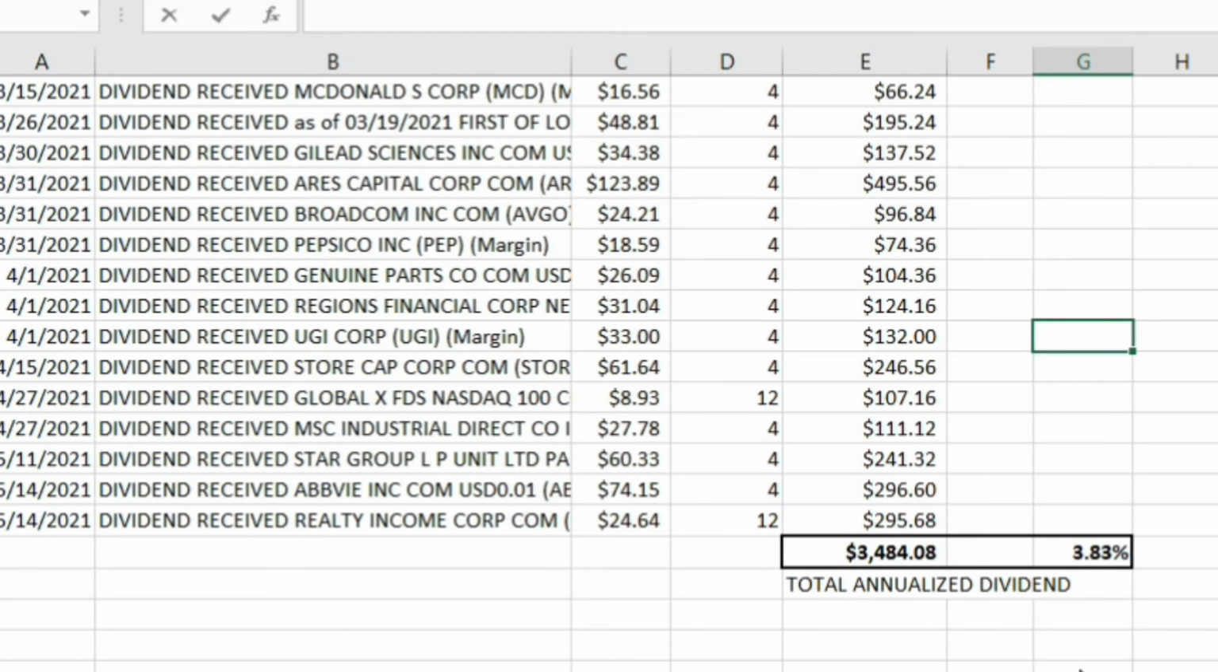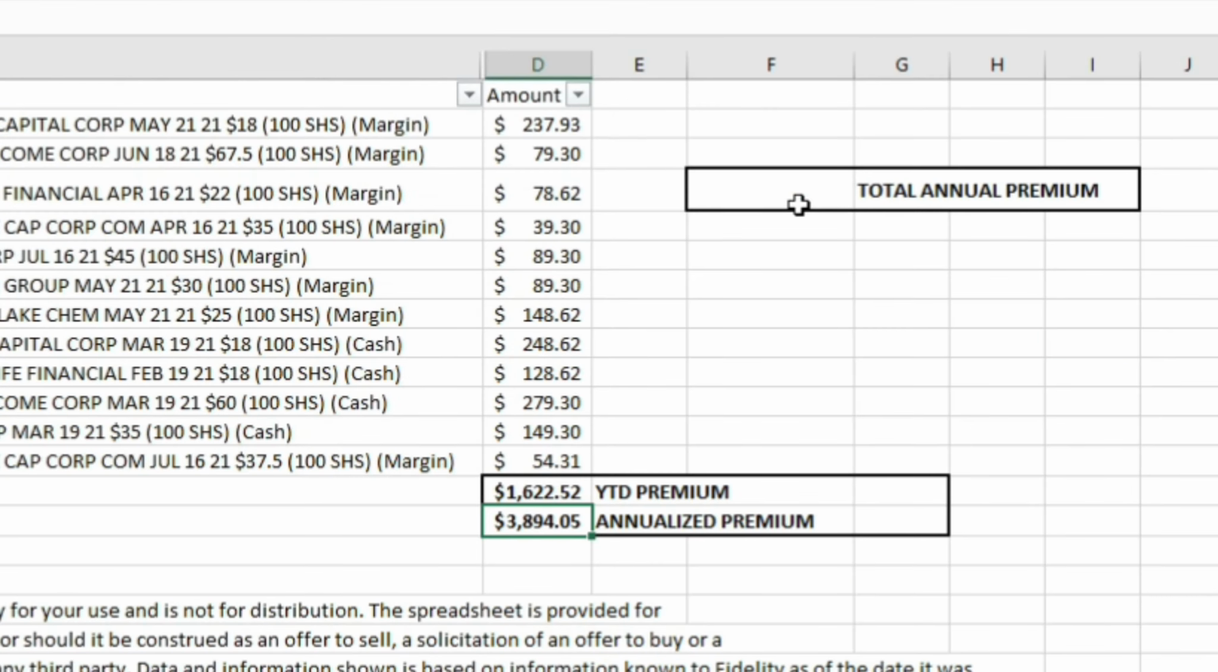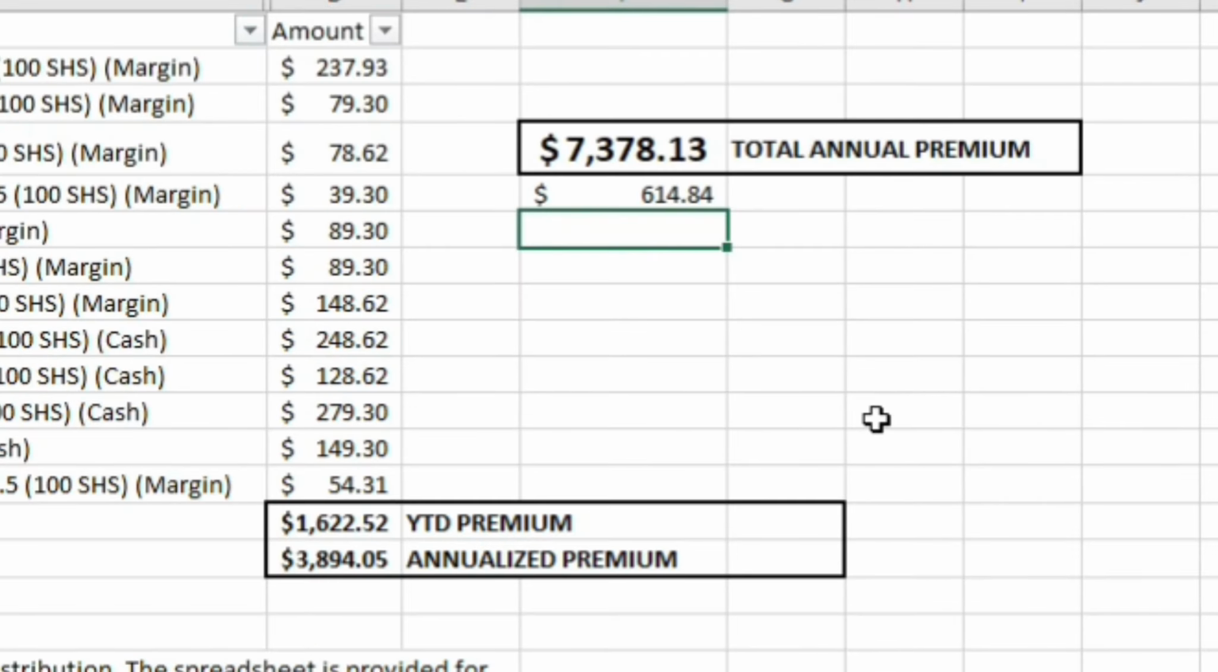So if we take this annualized option premium here, and then we go ahead and add it to the premium I mentioned from the dividends, the dividend income here, total income, total annual premium slash dividends paid. Let me go ahead and reveal this for you guys so you can get an idea of what that looks like. $7,378.13.